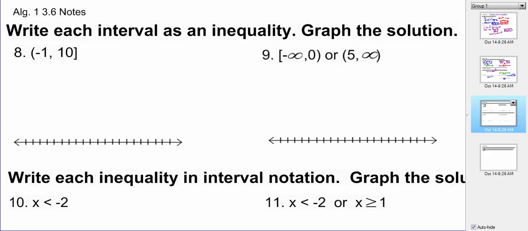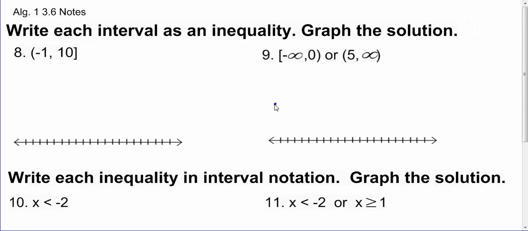All right, let's take a look at the next slide. On number 8 and number 9, the instructions say to write each interval as an inequality and to graph the solution. We need to talk about the notation that you're seeing here a little bit. The parenthesis on the left and the bracket on the right: the bracket means inclusive, where the parenthesis means not inclusive or not included.